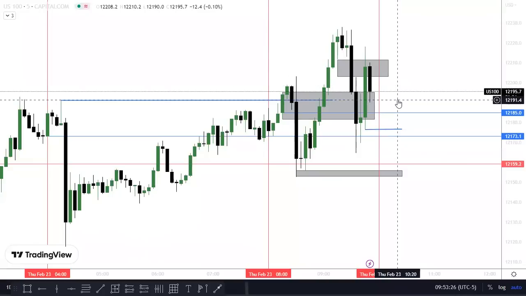But yeah, just keep it logical when you're trading. It's not about being right. It's about managing risk around the logic. So what's the logic? That's what you need to pay attention to.